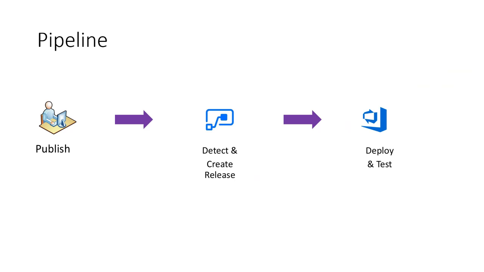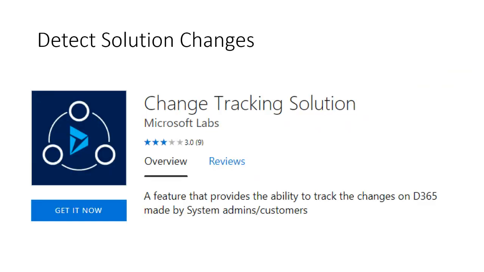Or you can use a free solution that you can get from AppSource called the change tracking solution. This is provided by Microsoft Labs. What it does is that every time you create or publish a solution within your Dynamics instance, it creates a record in Dynamics 365 to tell you that there has been a change. Now that can be your trigger for a flow that would detect that there is a change and then call Azure DevOps. So all of it will be run within your platform.